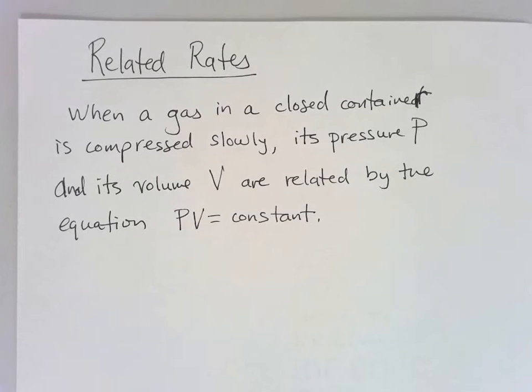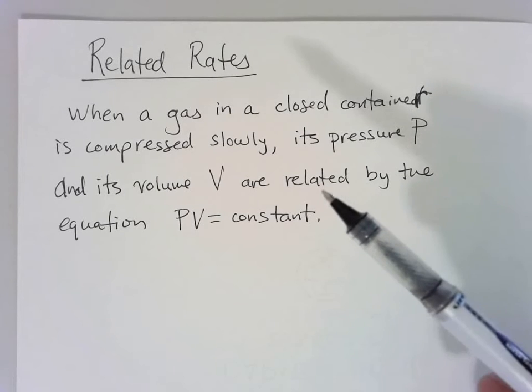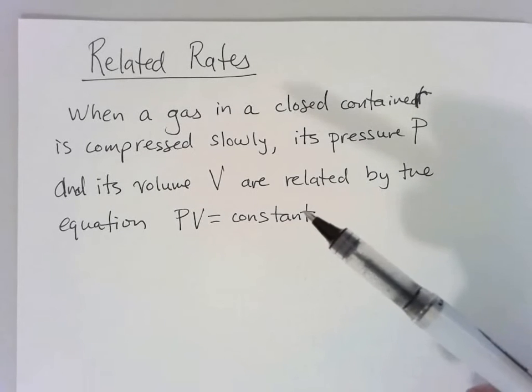So we're going to look at problems that are called related rates problems. And the best way to introduce these is by using an example. So I'm going to use this as my example. Let's say we have gas in a closed container and it's being compressed slowly.